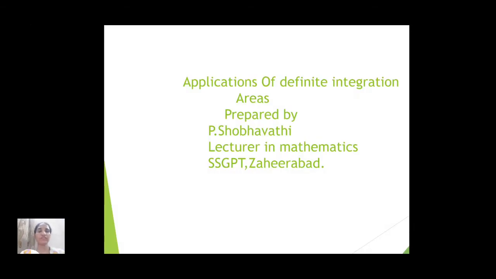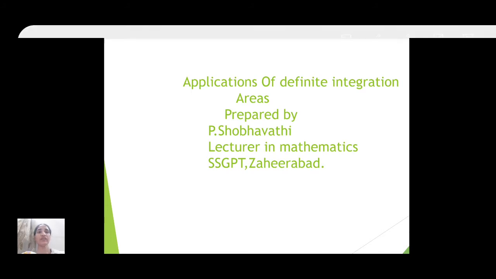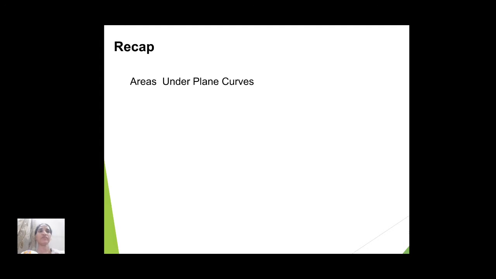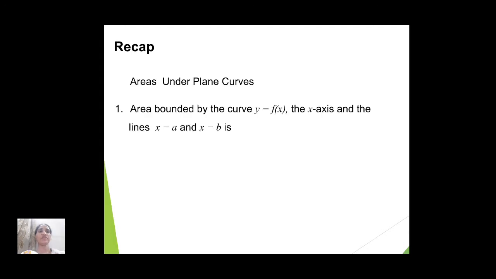In today's video lesson, I am going to discuss areas, that means finding areas using definite integrals. So in this video, we would be able to learn how to find the area between two curves and the area under plane curves. So first, area under plane curves.